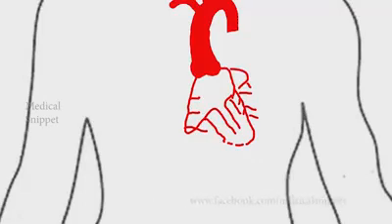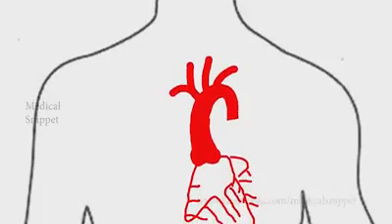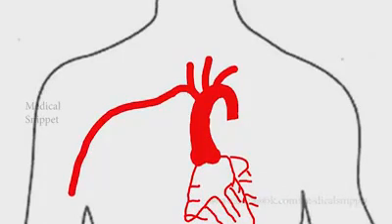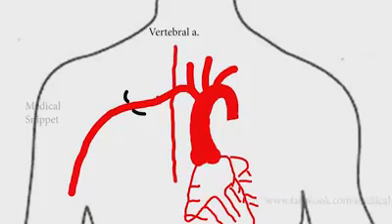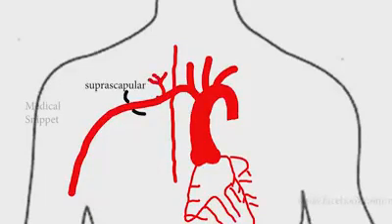Let's see the arterial supply of the upper limb. The subclavian artery is divided into three parts by the scalenus anterior muscle. The first part gives rise to three branches: the internal thoracic artery, vertebral artery, and thyrocervical trunk. The thyrocervical trunk gives off three branches: the suprascapular artery, inferior thyroid artery, and transverse cervical artery.